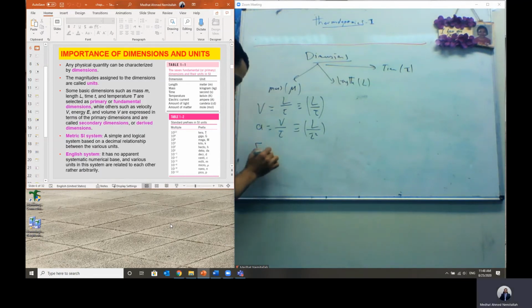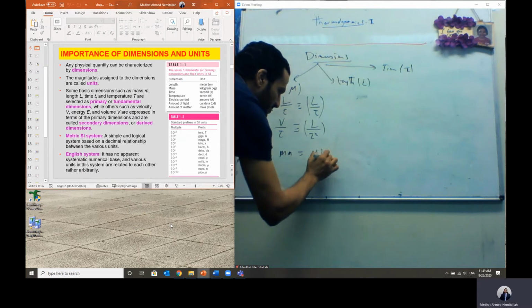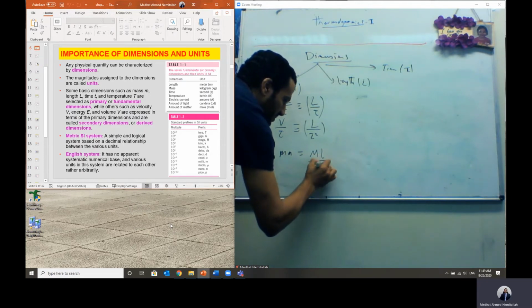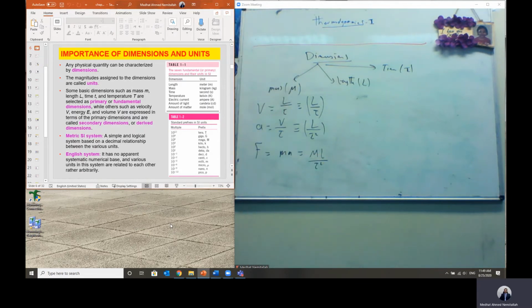Like this, we can generate the dimension for the force. Force actually is mass by acceleration. Mass, its dimension is m, acceleration is L divided by T squared. Like this also we can define for the case of work.